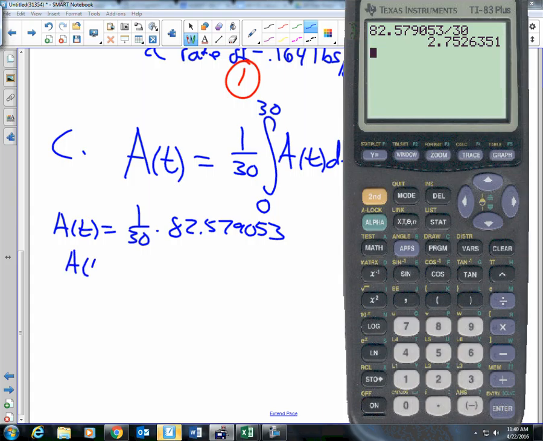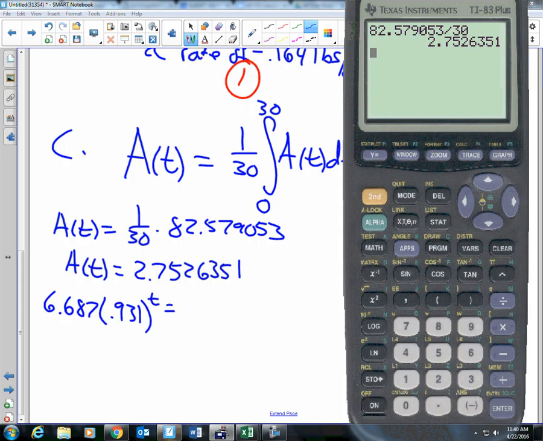So when is A of t equal to 2.7526351? So that's what we're trying to solve. What is A of t? Do we have an expression for it? What is the expression? That's what I want to figure out, right?